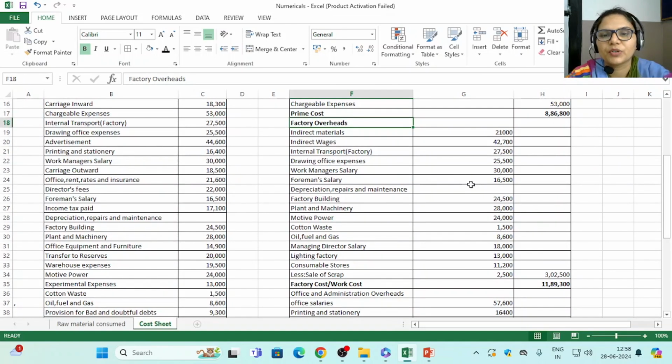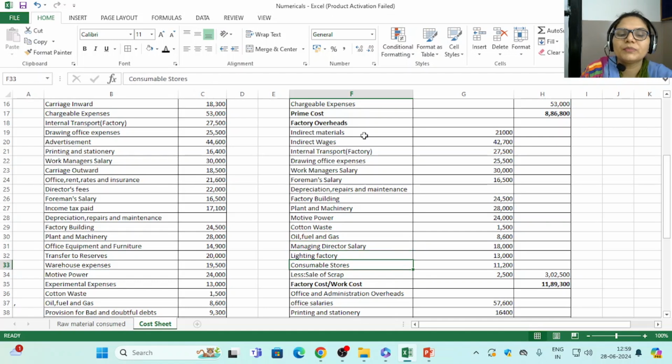In prime cost, we will add all factory overheads which are mentioned in the question and which are a part of the production process, like indirect material, indirect wages, internal transport, factory drawing office expenses, works manager's salary, foreman's salary, depreciation, repairs and maintenance of factory building, plant and machinery, motive power, cotton waste, oil, fuel and gas, managing director's salary, lighting, factory. Managing director's salary is clearly mentioned: out of 45,000 rupees, 40% is for the factory. So definitely we will calculate 40% of 45,000 and show it in the factory overheads.